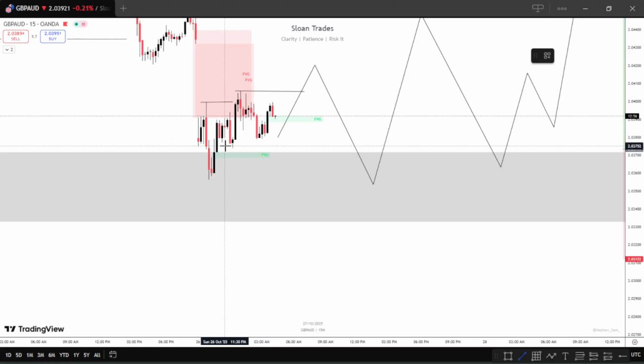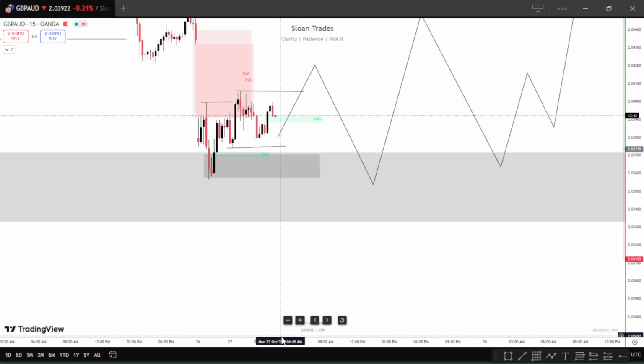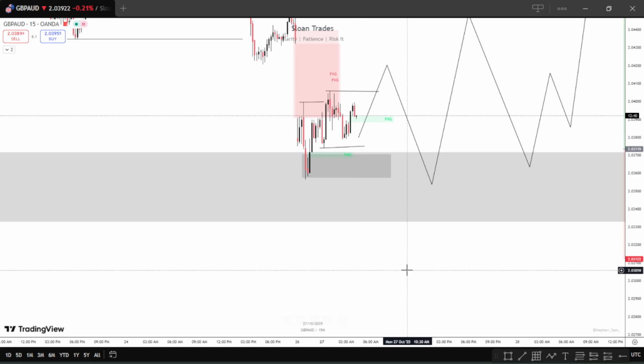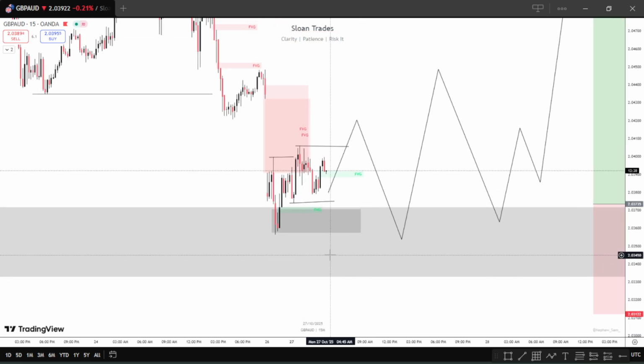If the market breaks above this zone, then what I'm going to be looking at is targeting this zone as my engagement, and this zone as my entry. And eventually I'm going to be getting into buys, placing my stop loss slightly below.